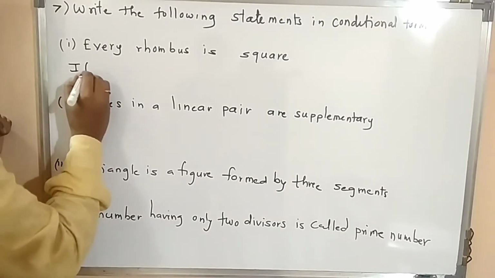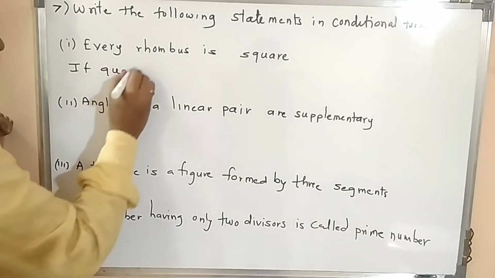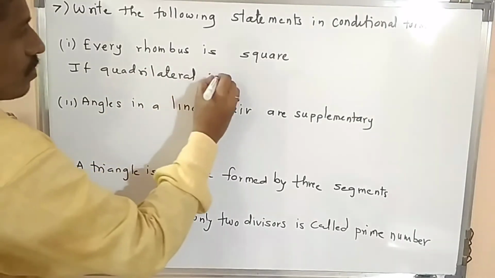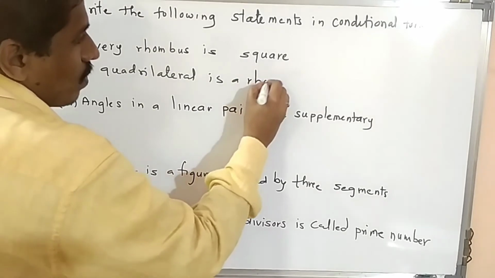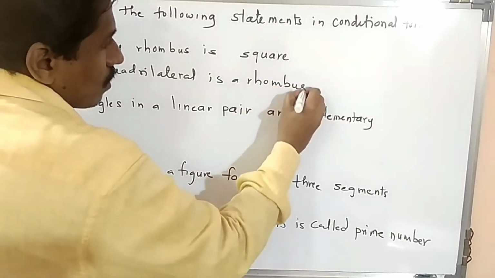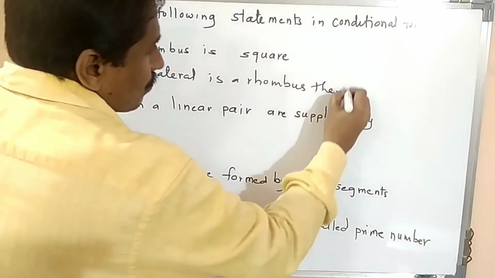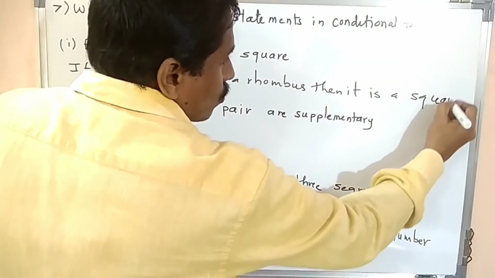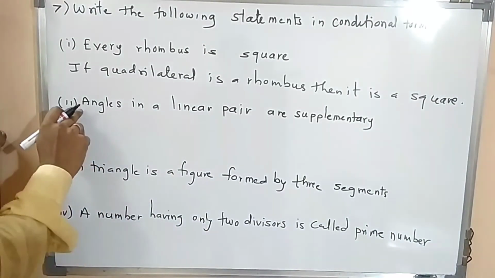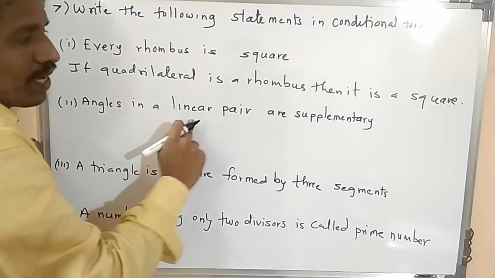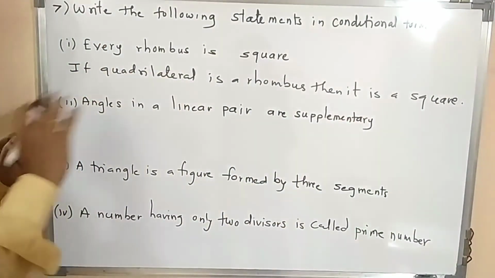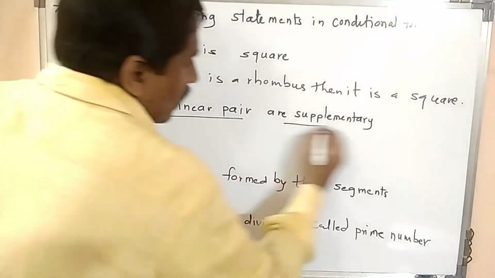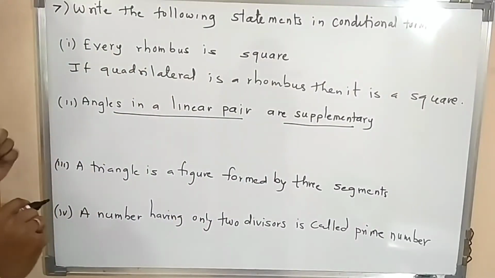If a quadrilateral is a rhombus, then it is a square. Understood? Second one, angles in a linear pair are supplementary. There are two parts. Angles in linear pair, and the second part is are supplementary.